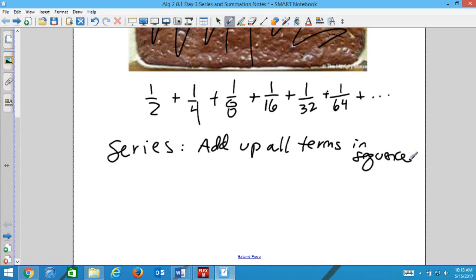Well, if the equation goes on infinitely, then if we started with one brownie pan, so if I ate the whole thing, I would have eaten one brownie pan. So if I add up a half, plus a fourth, plus an eighth, plus a sixteenth, plus a thirty-second, and I keep adding it, it's going to eventually add up to 1.